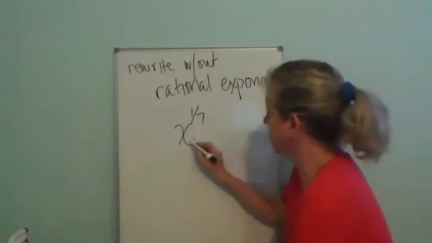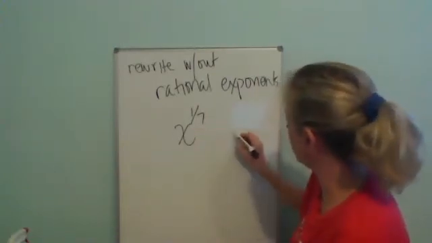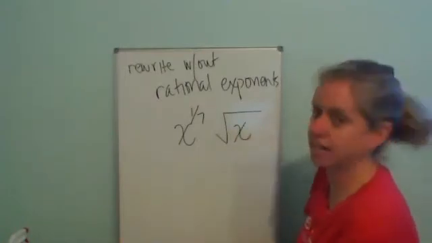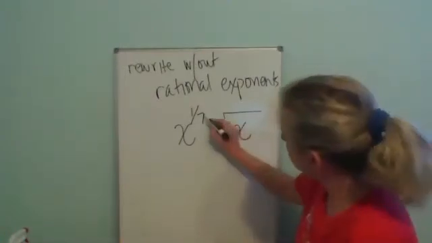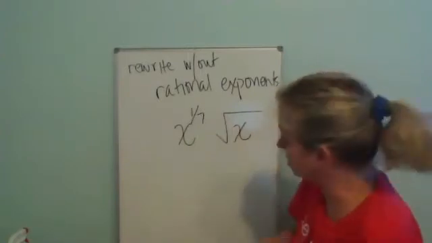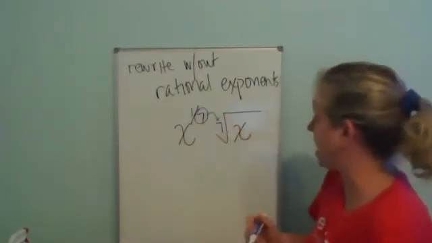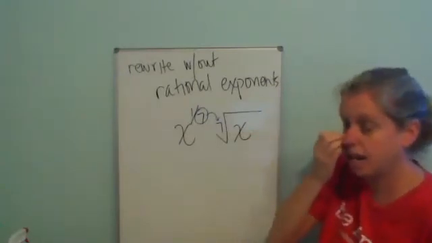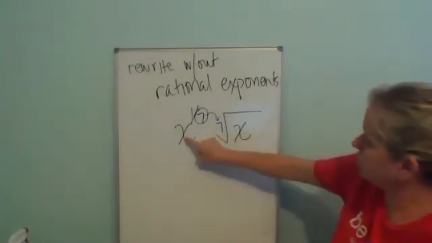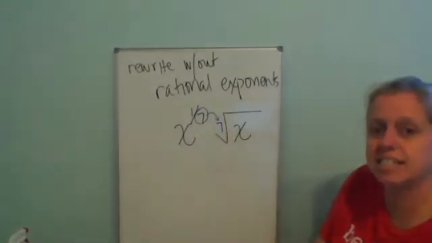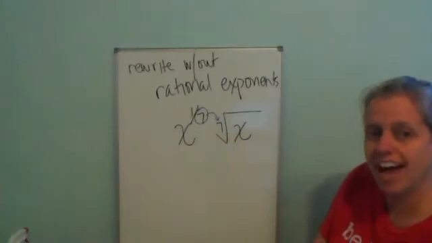So here's how you do that. Whatever is right here is what's going to be underneath this symbol. So you're going to have an x underneath there. Whatever number is in the denominator of your exponent, that's the number that goes in your little house right there. It's called the index. So x to the 1/7 power is the same thing as the 7th root of x.